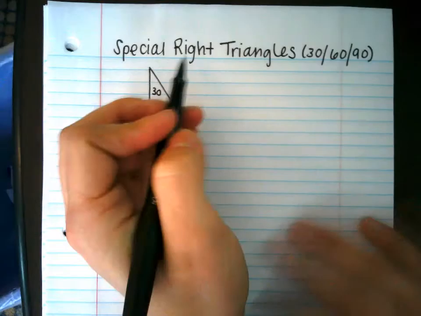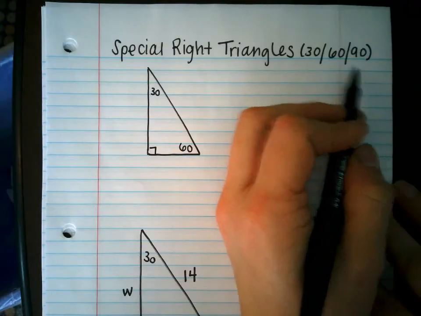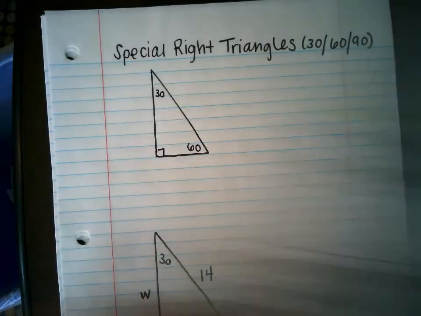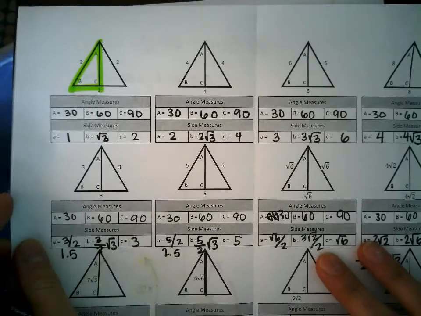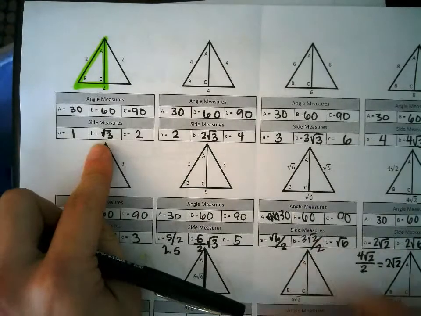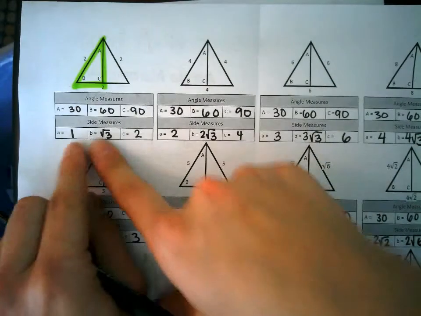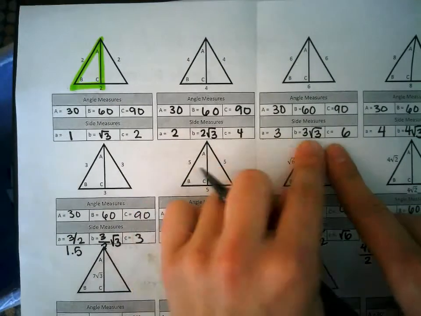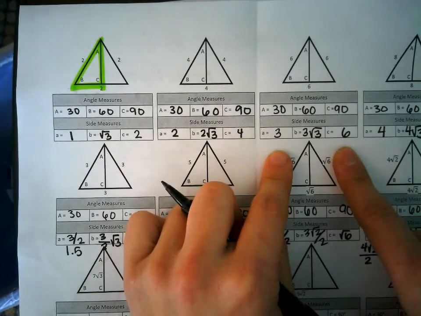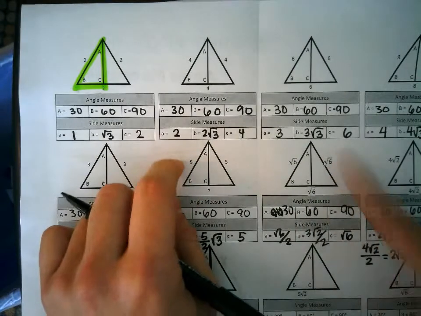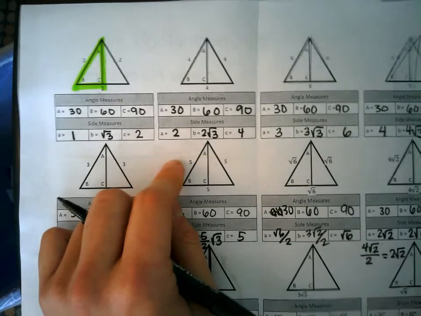Okay, I'm going to tell you a little bit about the 30, 60, 90 special right triangles that you worked on on this worksheet. If you finished this worksheet, you probably noticed that there was a pattern in the relationship between A, B, and C on every single triangle. And what we're going to do is use that pattern to help us solve for missing sides.